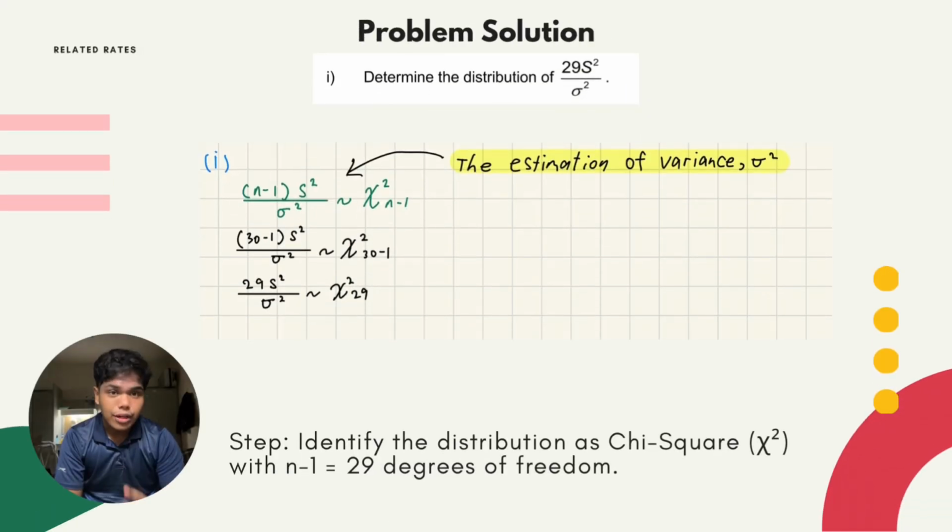Okay guys, for the first task, we need to find the distribution of 29s square divided by sigma square. A fundamental theorem in statistics states that for a normal sample, the quantity n minus 1 times s square over sigma square follows a chi-square distribution with n minus 1 degrees of freedom. Since our sample size n is 30, the degrees of freedom are 30 minus 1, which is 29. Therefore, the distribution is a chi-square with 29 degrees of freedom.